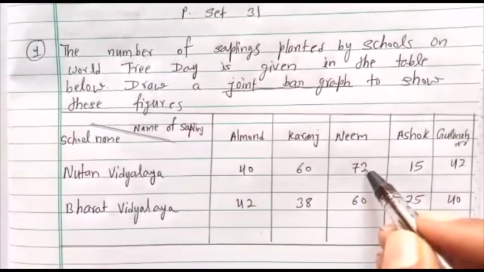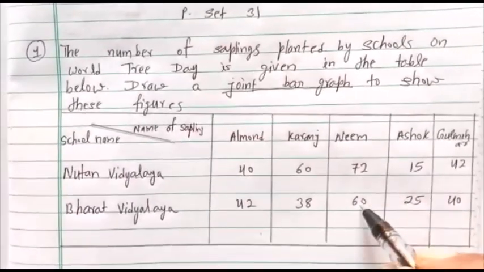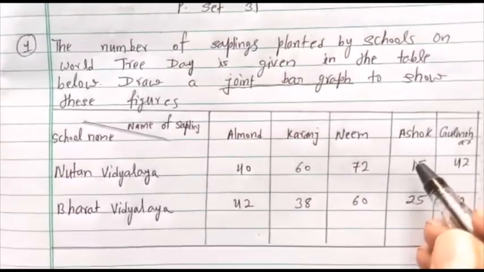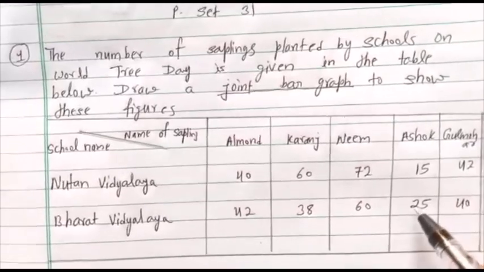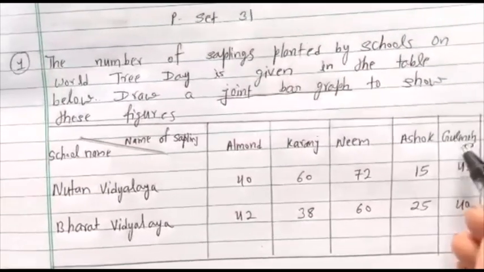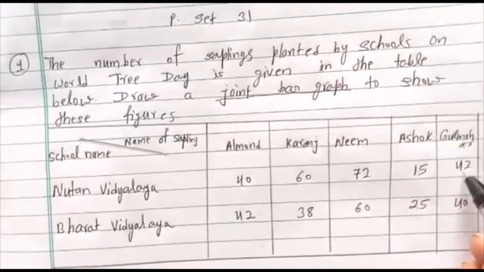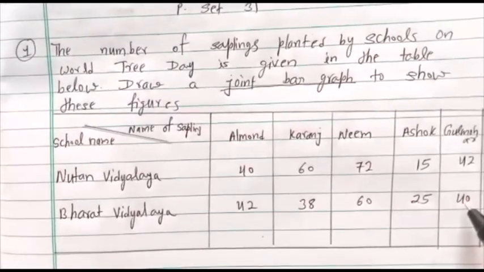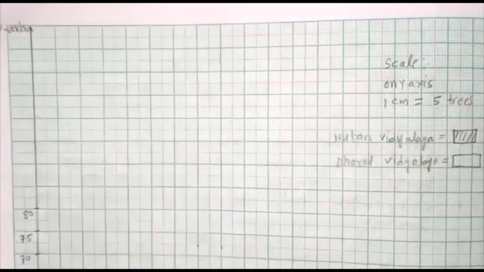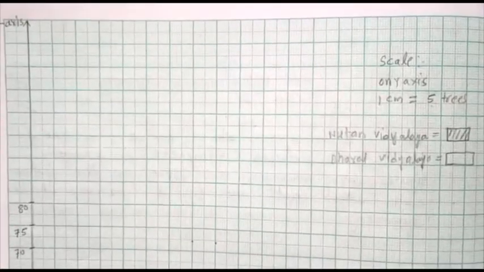Now here 72 neem trees, 60 neem trees here. Now 15 Ashok trees for the Nutan Vidyalaya and for the Bharat Vidyalaya 25. For the Gulmohar plant, 42 from the Nutan Vidyalaya and 40 for the Bharat Vidyalaya. Let us draw the joint bar graph.